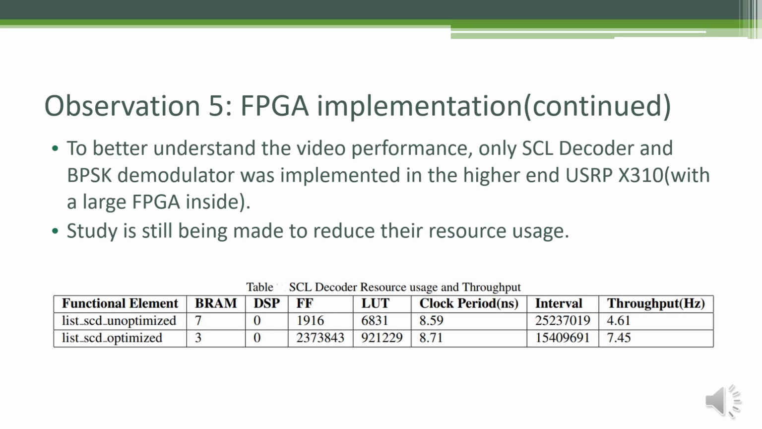When the receiver blocks are implemented in the hardware, we can explore higher parallelism of the SCL decoder. Also, BPSK demodulation scheme was implemented in the FPGA, which had a significantly lesser area compared to OFDM with 16 QAM demodulation scheme. SCL decoder resource usage and their throughput is shown in the table.